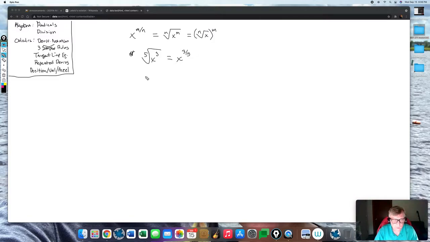1 over the square root of x can be written as x to the negative 1/2. Because as you know, if something's in the denominator and you move it to the numerator, it switches the sign of the exponent. So just real quick, I wanted to review that with you. So that deals with that topic.